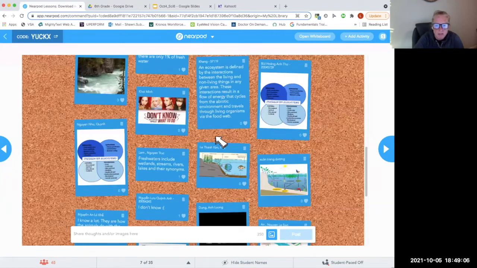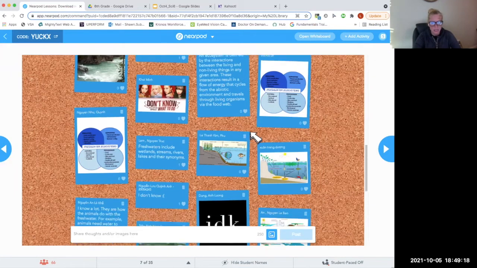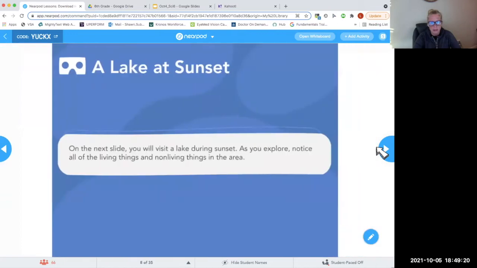Interactions result in the flow of energy that cycles from an abiotic environment and travels through living organisms through the food web. So there's a lot of different words in there that we haven't even defined yet. So we're going to go ahead and get into our lesson. So let's go ahead and take a look.